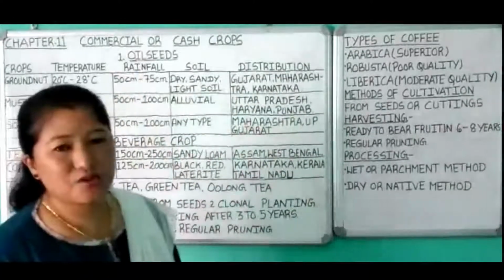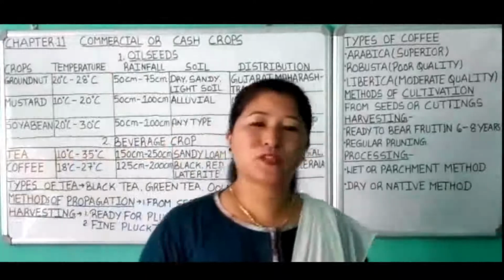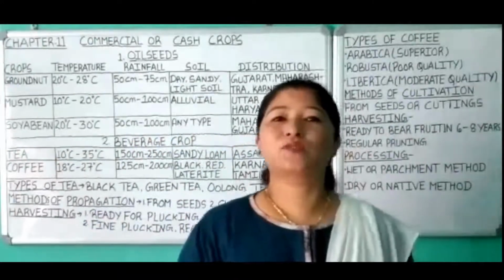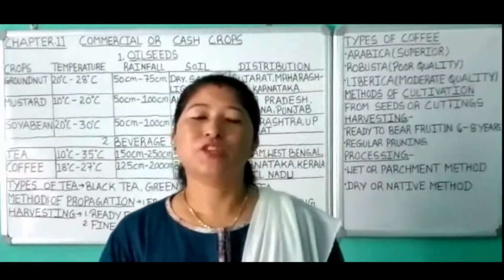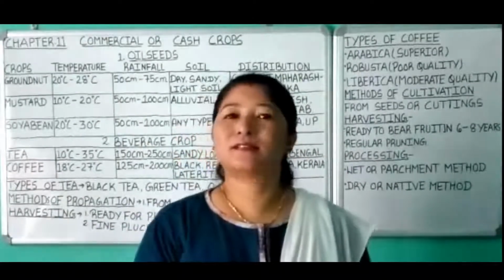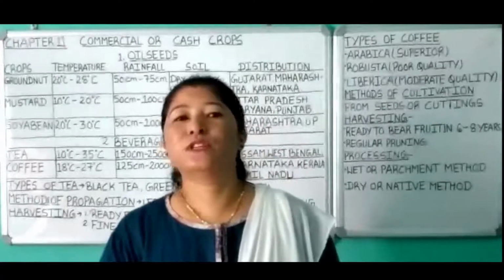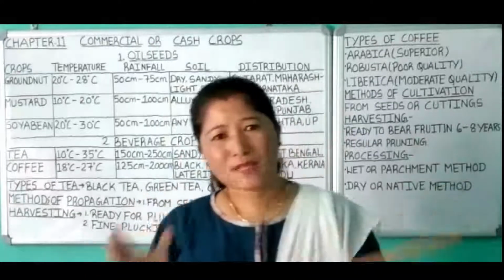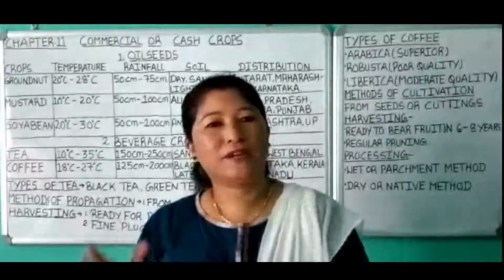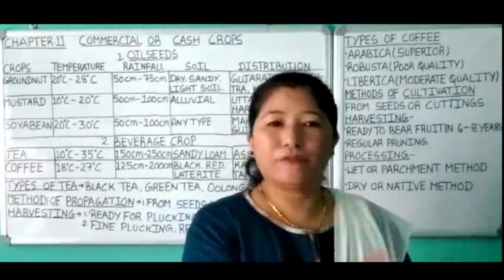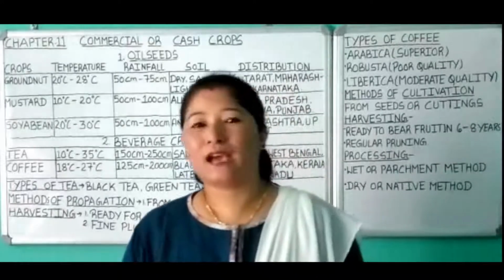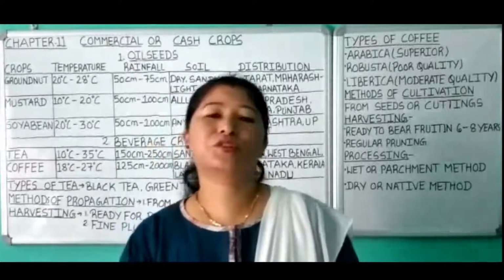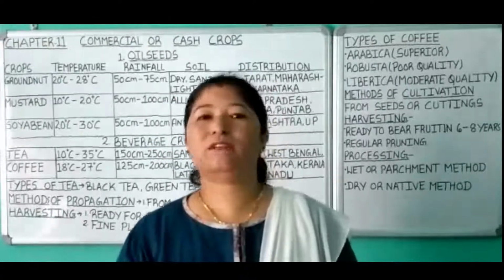Now, what are the cash crops? These are the crops which are mostly meant for sale. The farmers grow this type of crop to earn profit, as they serve as the main raw material for industries. These cash crops are categorized under different heads, like the fiber crop, the beverage crop, and the other commercial crops like sugarcane, rubber and so on.